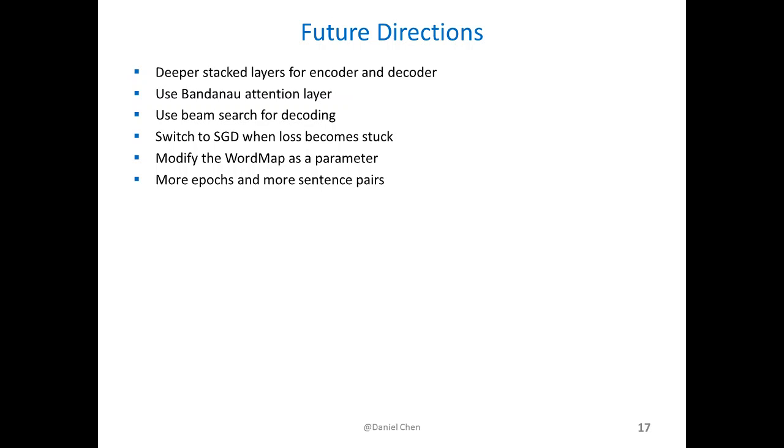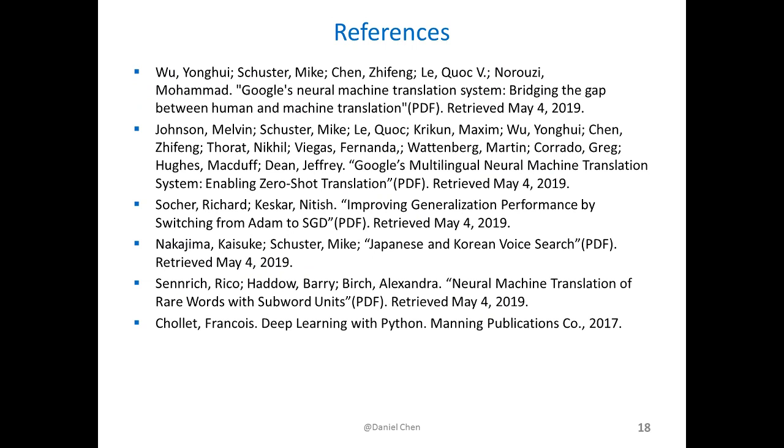The word map could definitely be increased, especially when we get more sentence pairs, and we increase the number of epochs. In addition, a lot of these functions, such as the Bahdanau attention layer and the beam search, are actually in TensorFlow 2, so that's definitely a different direction that could be taken. And these are some references if you guys are interested in learning more about the papers and just how this all works. Thank you.